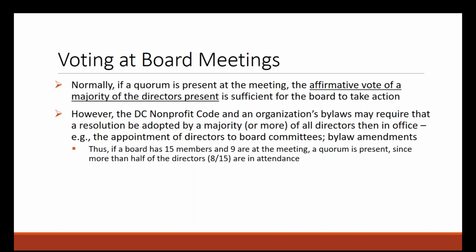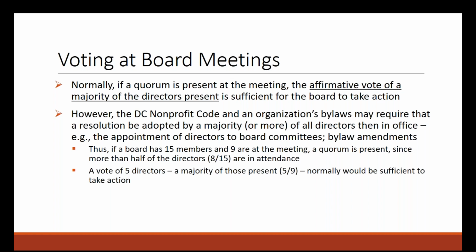If your board has 15 members and 9 of them are at a meeting, a quorum is present since more than 50% of the directors, so 8 or more, are in attendance. So that's good. You can vote on most matters. A vote of 5 directors, a majority of those present, 5 out of 9, normally would be sufficient to take action.